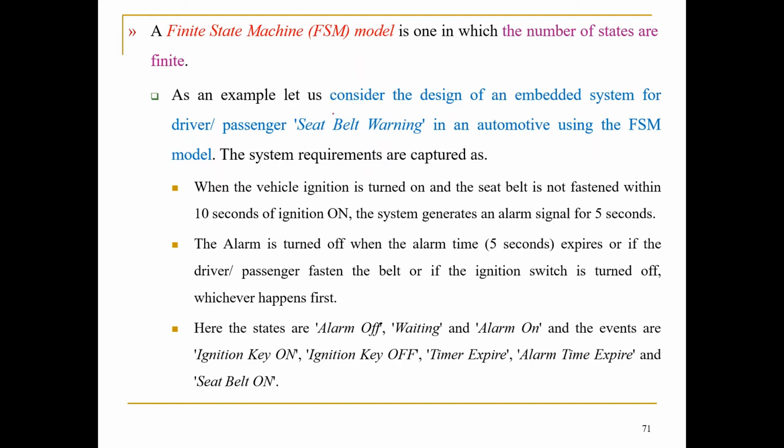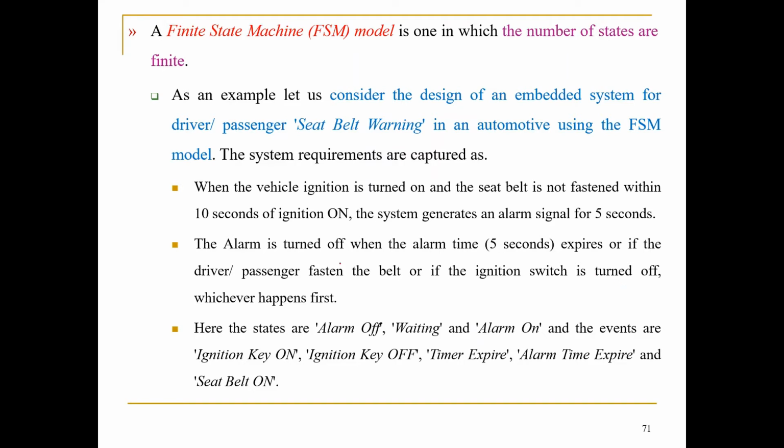That has been explained here in detail, and we will be representing that seat belt mechanism of a passenger automotive system using an FSM model. See, how does this work? When the vehicle ignition is turned on and the seat belt is not fastened within 10 seconds of ignition on, the system generates an alarm signal for 5 seconds. The alarm is turned off when the alarm time expires, or if the passenger fastens the belt, or if the ignition switch is turned off.